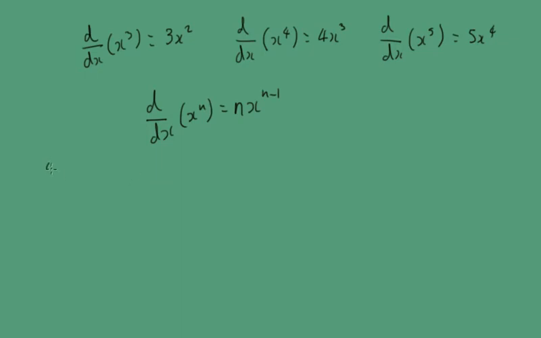And so we can think the rule would be multiply by the power n and then subtract 1 from the power.